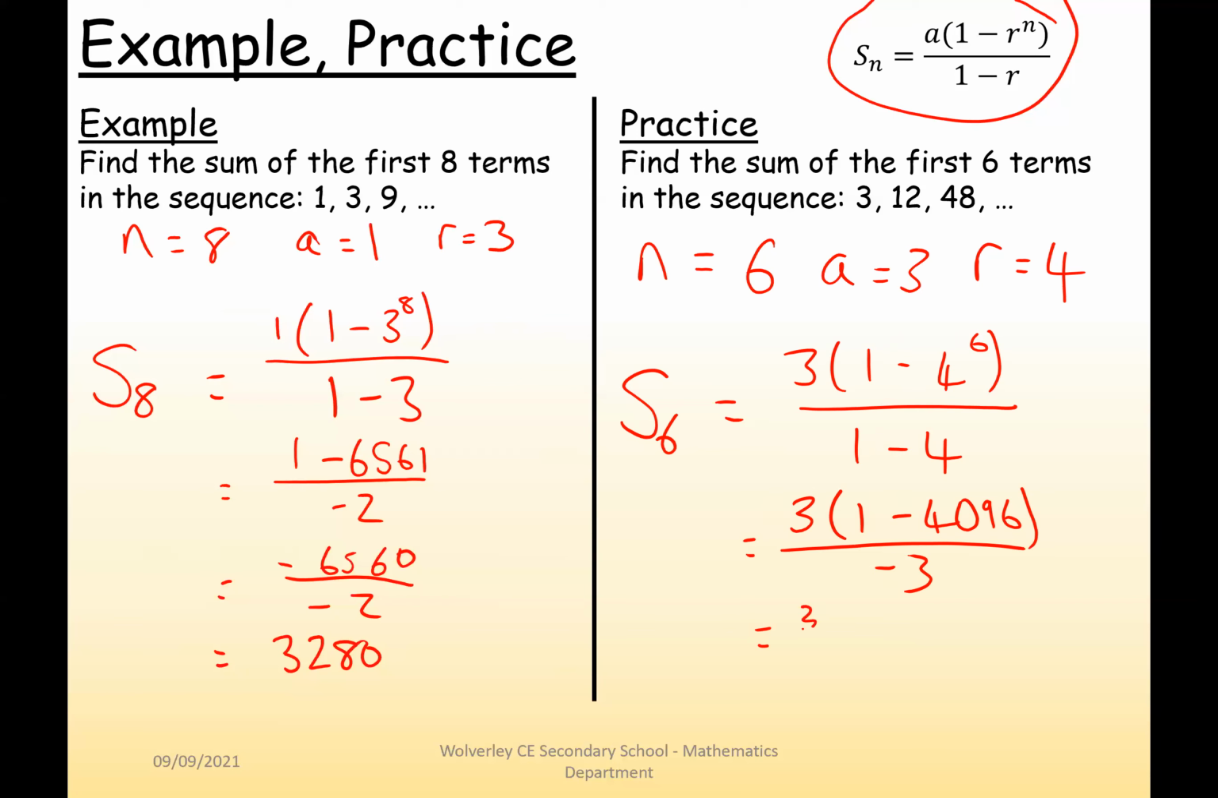So we've got 3 lots of 1 minus 4,096, which is -4,095, all over -3. Now, just to save a bit of effort of multiplying and then dividing, we can see those 3s cancel, the negatives cancel, so our answer is 4,095. If you wanted at this stage, you could have just typed it into a calculator, but it's always nice to work it through where you can.